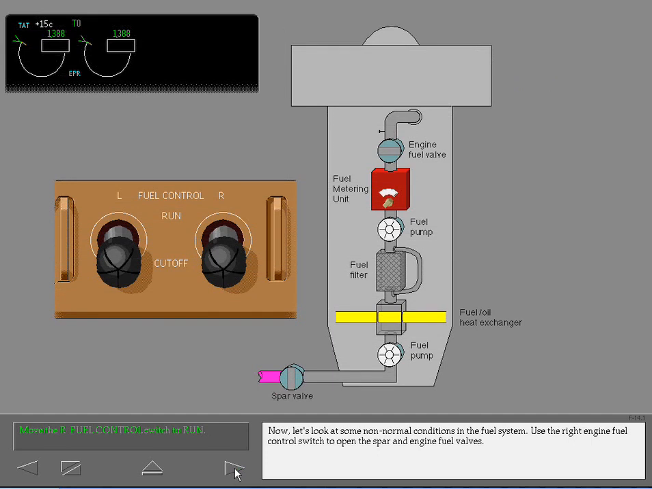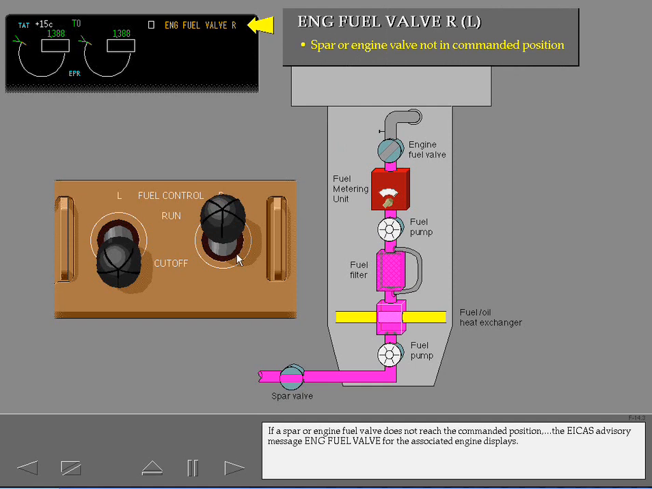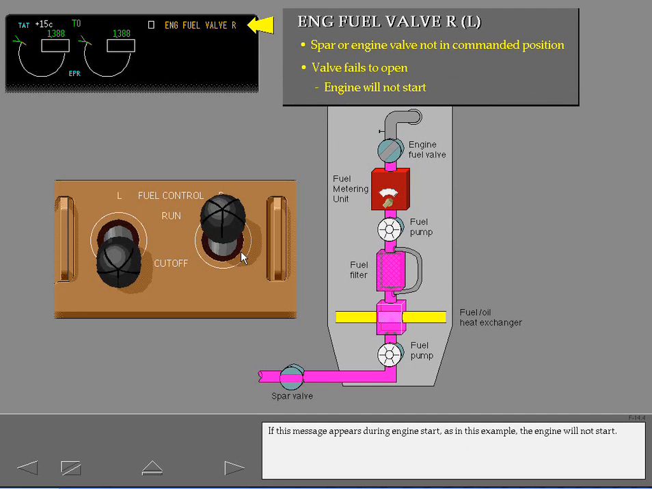Use the right engine fuel control switch to open the spar and engine fuel valves. If a spar or engine fuel valve does not reach the commanded position, the ICAS advisory message, engine fuel valve for the associated engine, displays. If this message appears during engine start, as in this example, the engine will not start.